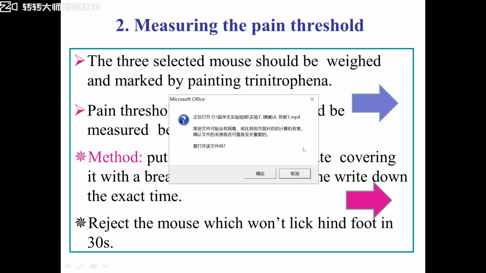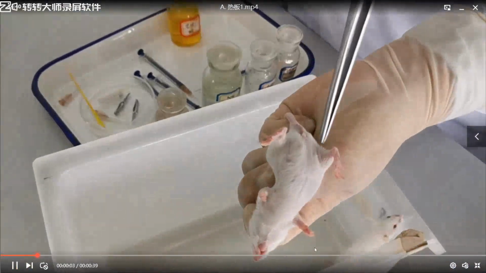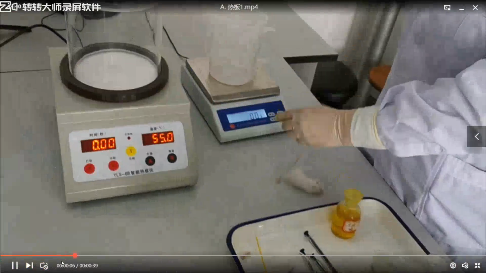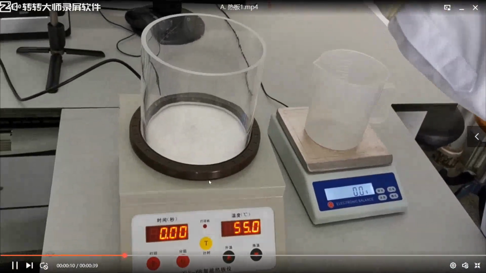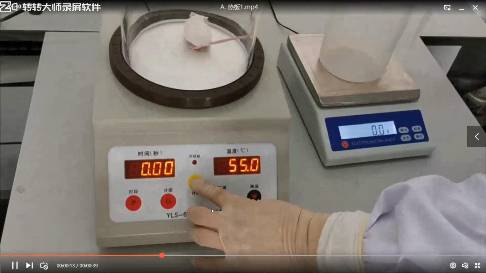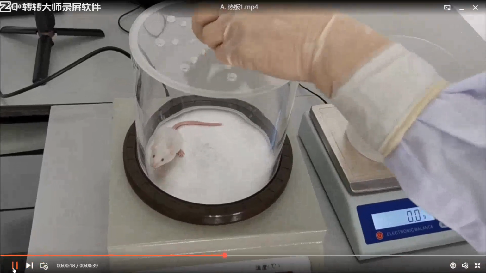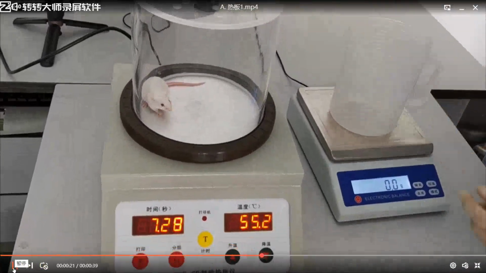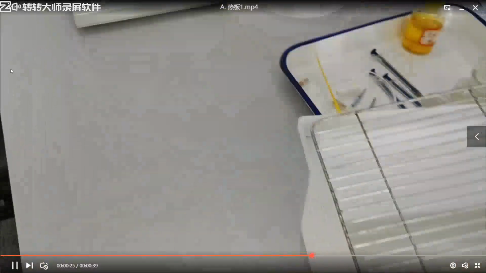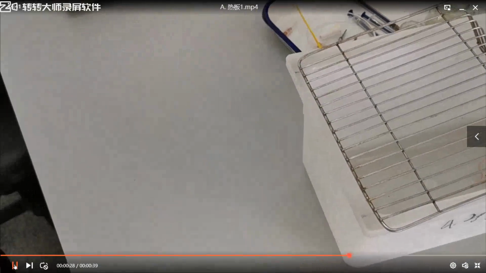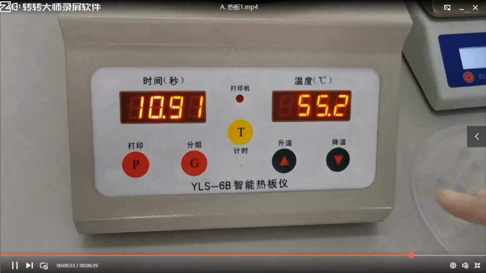Okay, so let's continue. We take the mouse. Just now we have watched this video. Put it onto the hot plate, and then turn on the switch. When the mouse licks its hind claw, record the time. This time is its pain threshold. It must be less than 30. Okay, the first one is 10.